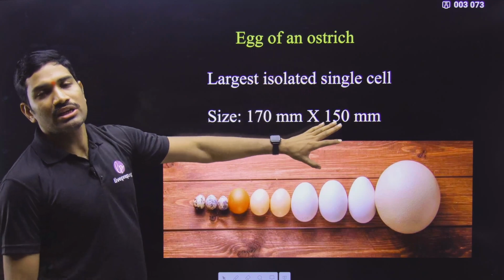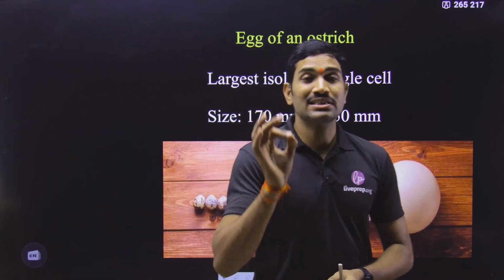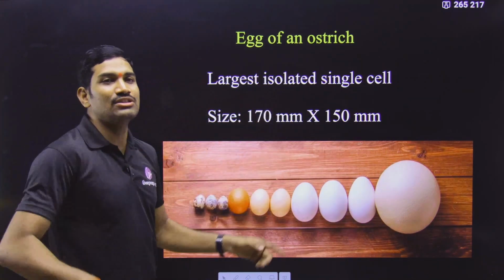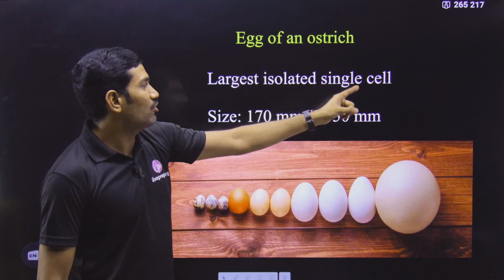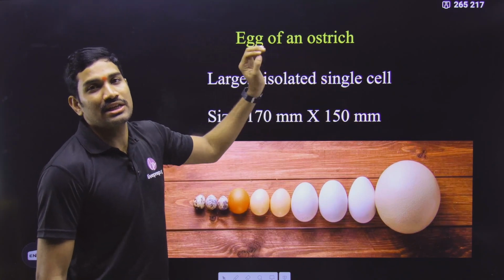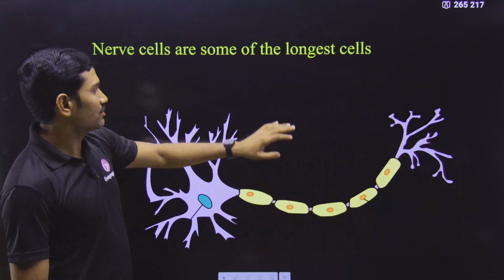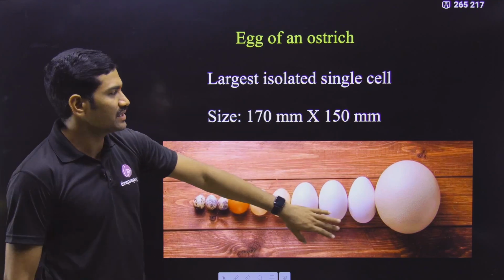Okay. Next one, they are talking about the largest isolated single cell, overall size wise, not just length wise. What is the largest isolated single cell? It is the egg of an ostrich. The egg of an ostrich is the largest isolated single cell, having the larger size. Anyhow, this size value was not given in NCERT. It is not needed. Simply for understanding purpose I gave this.